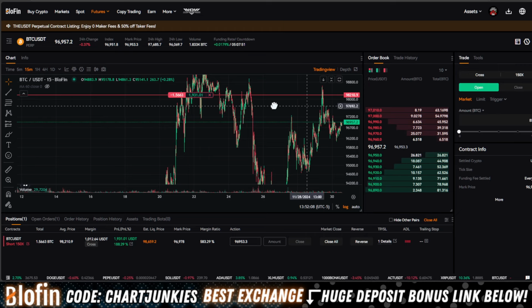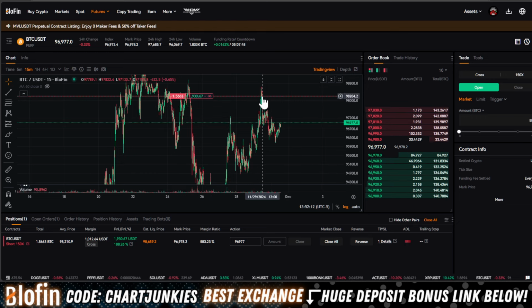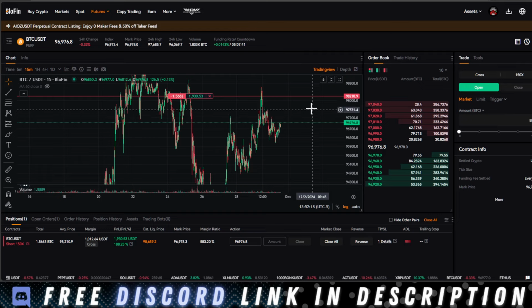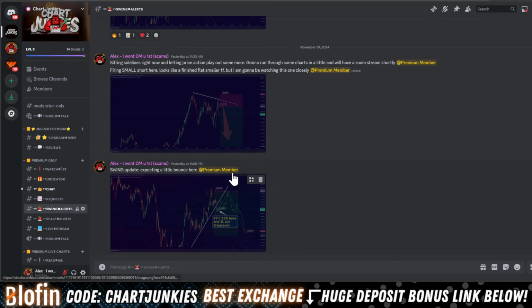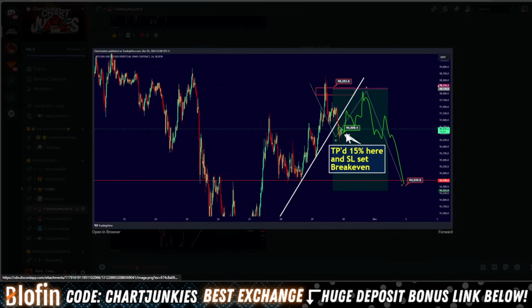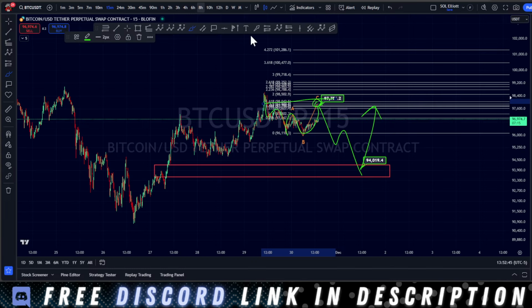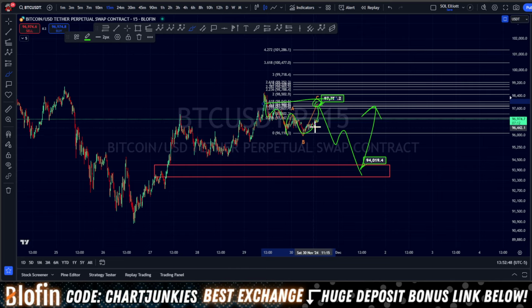So if it comes all the way up to my entry, I really won't like it. Obviously my stop loss will be at break even. I'm not going to turn this winning trade into a losing trade. We already paid ourselves. I did post in the premium Discord that I took profit on 15% at 96.5K, and stop loss is at break even. So that's why we do these things. Never turn a winning trade into a losing trade. But for this situation, if we do get some upside momentum, I'm looking at around 97.5 to 98K as a good area for a rejection for another downside movement.